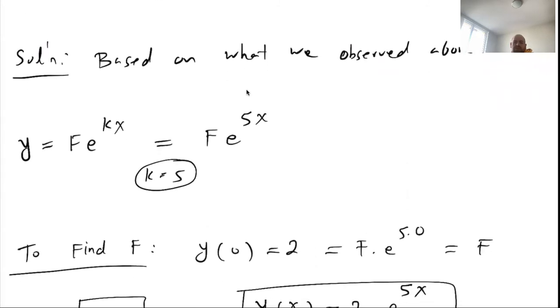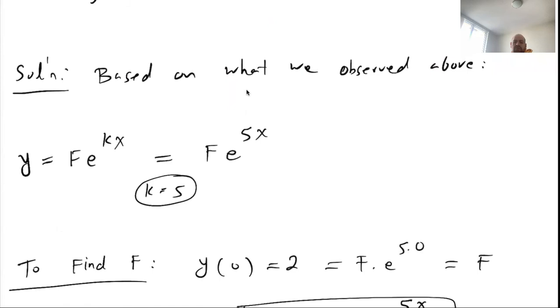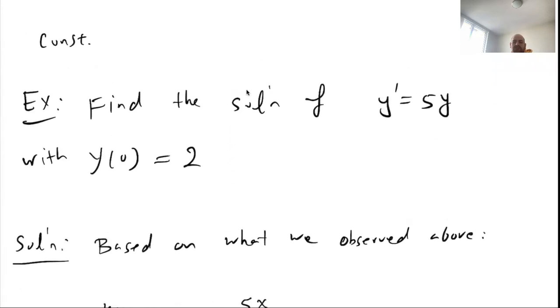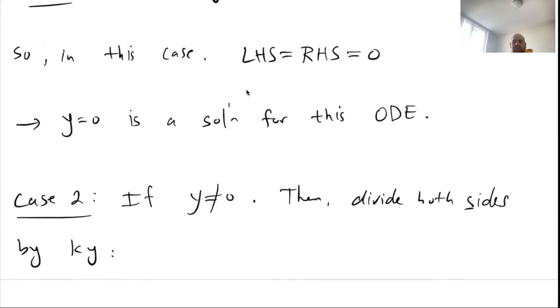But you can start from case 2, because you can say that y of 0 is 2. That's given in the question. So y must be non-zero then, because if y is the zero function, then it must be 0 at every point, and y of 0 cannot be 2. So in the exam, you could start with case 2.